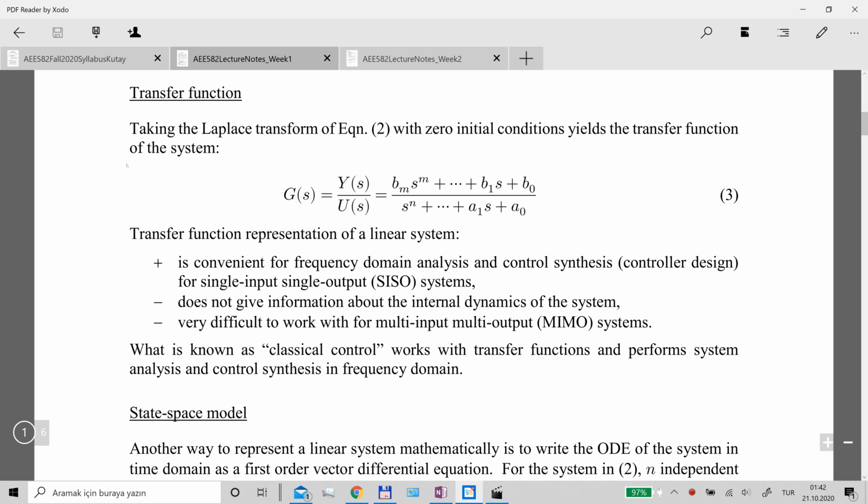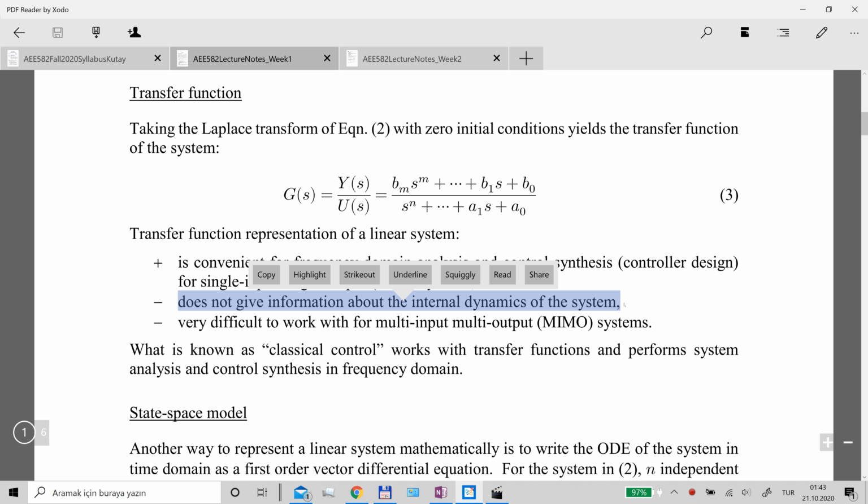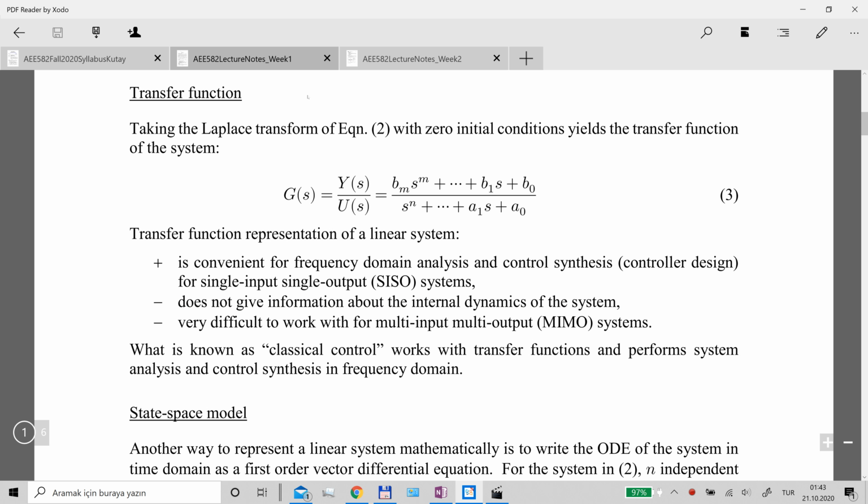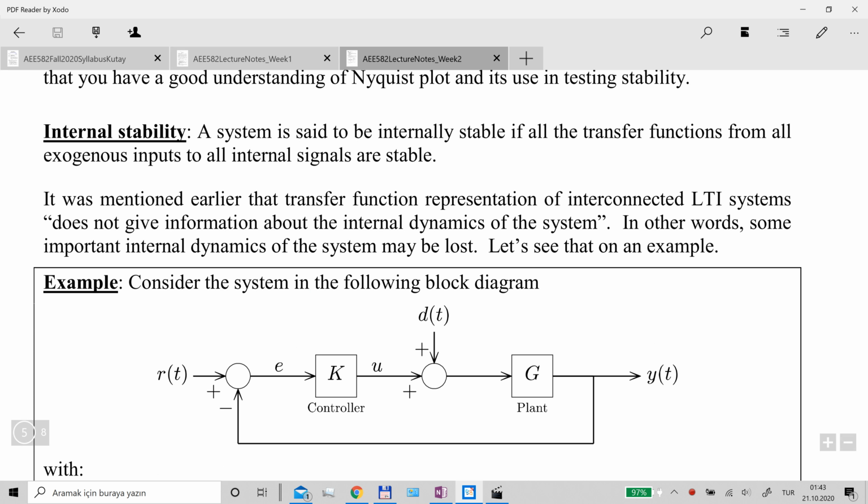In one of the earlier videos, I think it was the first video, when talking about the transfer function representation of linear time invariant systems, as a disadvantage, I told you that they don't give information about the internal dynamics of the system. So this is an important point, and I would like to explain that in this video. Okay, so let's define internal stability.